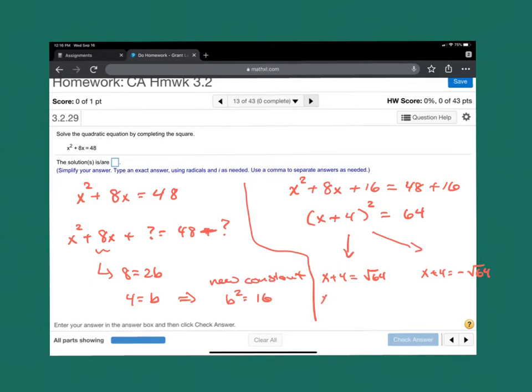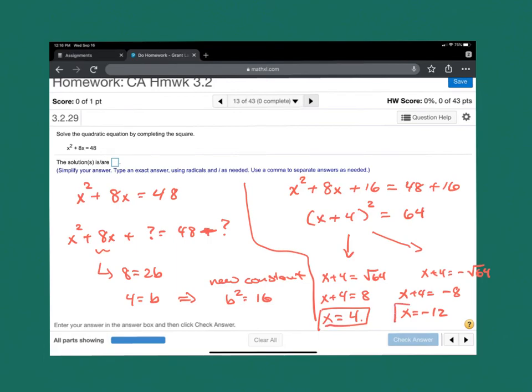So on one of them, I have x plus 4 is going to be 8, so x is going to be 8 minus 4, so x is going to be 4. For the other one, x plus 4 is equal to negative 8, and so for that one, I get another solution, x is going to be negative 12.